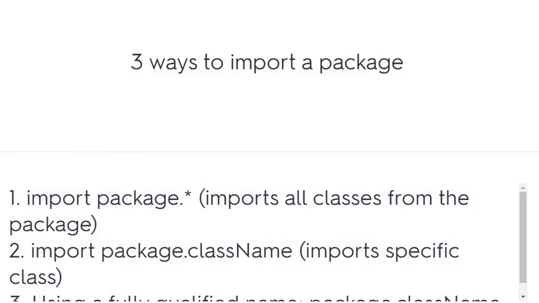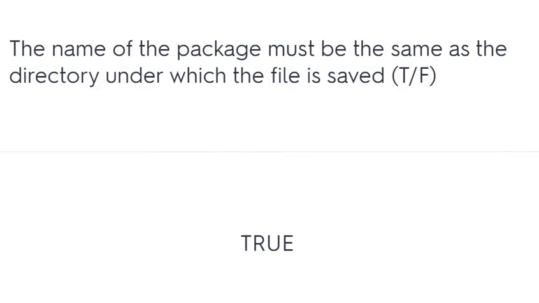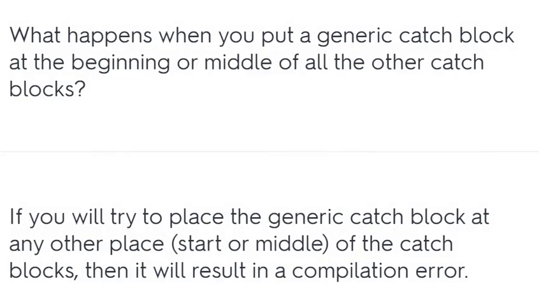3 ways to import a package. 1. Import package. 2. Import package class name. 3. Using a fully qualified name, package class name. The name of the package must be the same as the directory under which the file is saved. True. What happens when you put a generic catch block at the beginning or middle of all the other catch blocks? If you try to place the generic catch block at any other place of the catch blocks, then it will result in a compilation error.